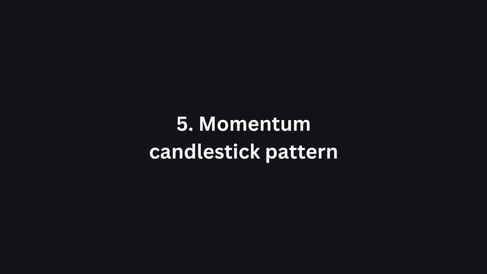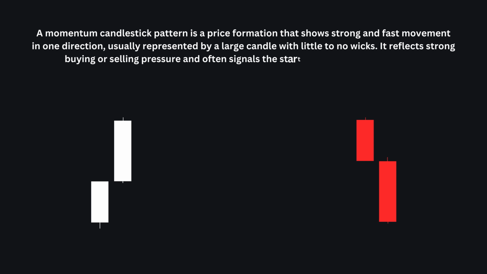Our next topic is momentum candlestick pattern. A momentum candlestick pattern is a price formation that shows strong and fast movement in one direction, usually represented by a large candle with little to no wicks. It reflects strong buying or selling pressure and often signals the start or continuation of a trend.